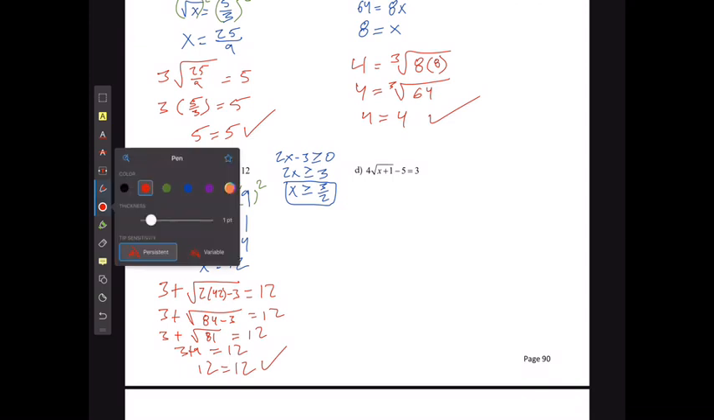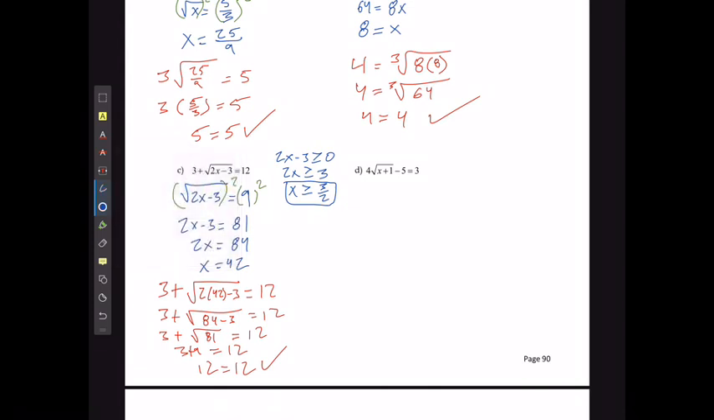Alright, for example D, all that's inside the radical is just x plus 1. So if x plus 1 has to be greater than or equal to 0, x has to be greater than or equal to negative 1.